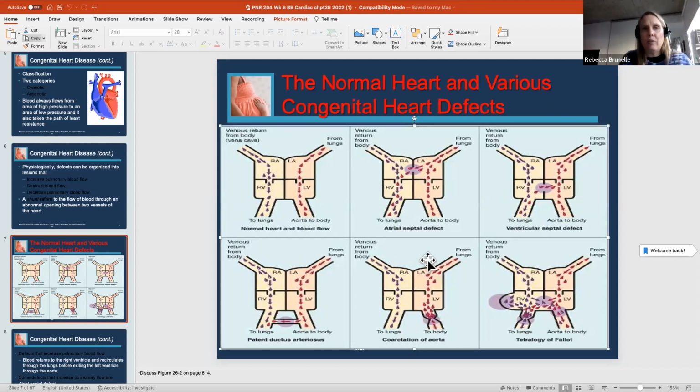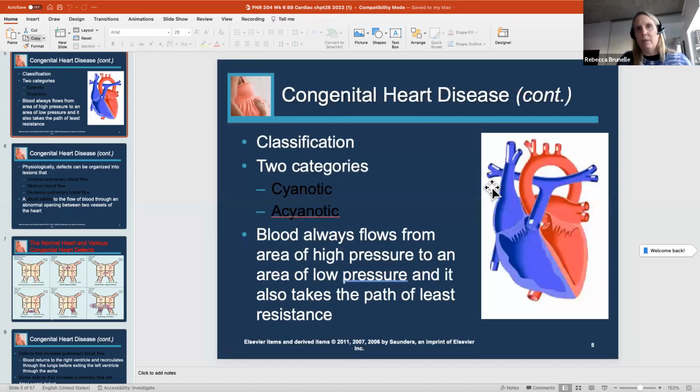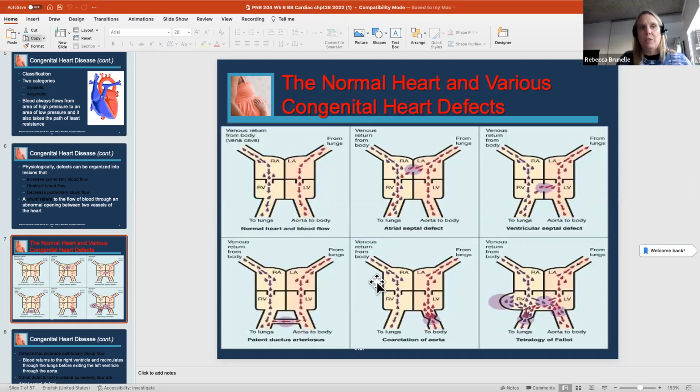The coarctation of the aorta, which is the slide in the second row on the bottom. So the aorta here, again, is this big vessel here. So coarctation is narrowing. So this is an obstruction lesion. You see it here, they made it narrowed at the bottom. So that means the body has a harder time getting blood out to the body.